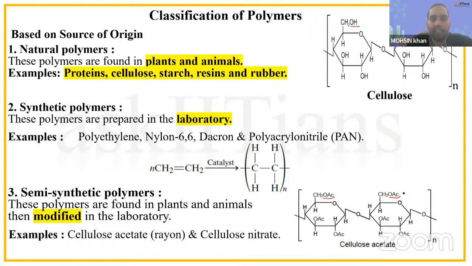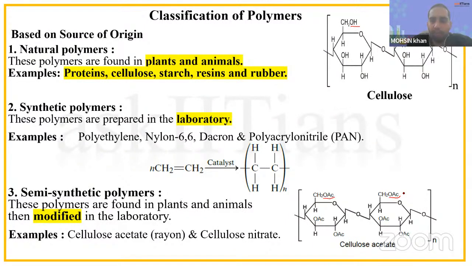Cellulose acetate is a semi-synthetic polymer. So we have three types of polymers: natural polymers, which are found in plants and animals, like protein, cellulose, starch, resins, and rubbers. We have synthetic polymers, which are prepared in the laboratory, like polyethylene, nylon 6,6, Dacron, and polyacrylonitrile. And then we have semi-synthetic polymers, the natural polymers which we have modified.